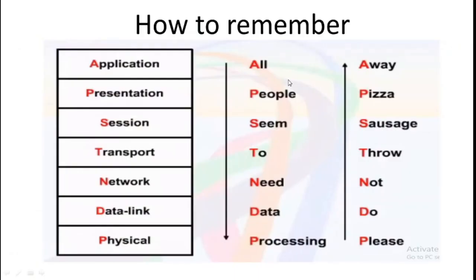How do we remember these layers? There are two ways generally used to remember. All people seem to need data processing. If you remember this, you can remember the layers from the top, using the first characters to write down the layers in order. Otherwise, if you go from the bottom, you can remember like, please do not throw sausage pizza away. So these are the techniques to remember the layers, right?